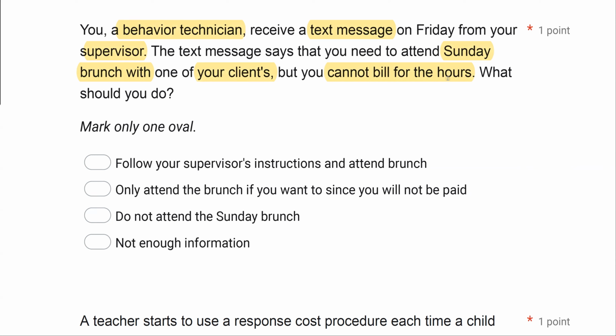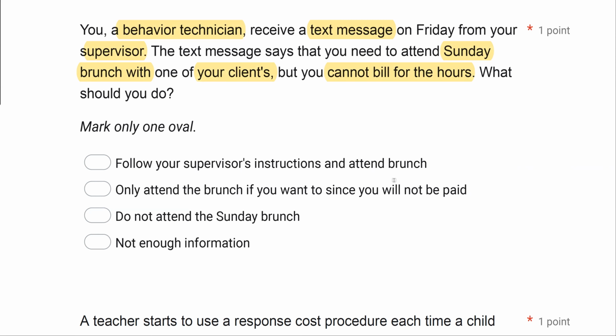So what should you do in this situation? A, follow your supervisor's instructions and attend brunch. Now remember, your supervisor is in charge. You have to work with them. However, sometimes you may disagree. And when you do, you have the right to tell them you disagree. In this case, you say, well, either I need to bill for these hours and work as the RBT, or I'm not going because I can't cross that line from professional to personal.